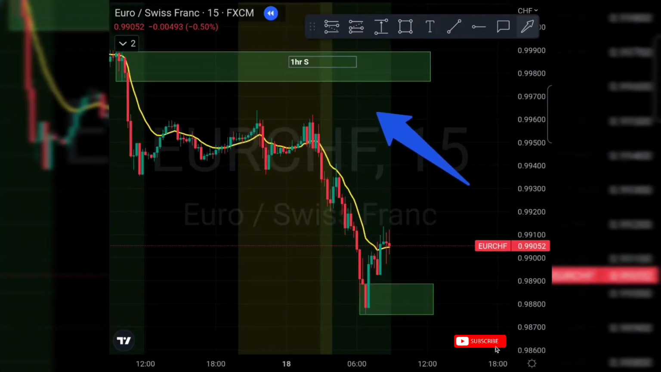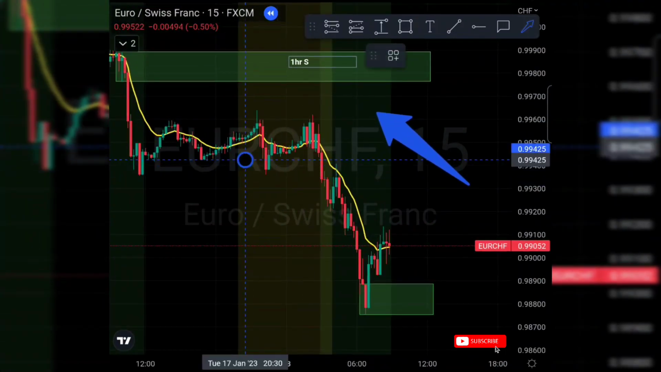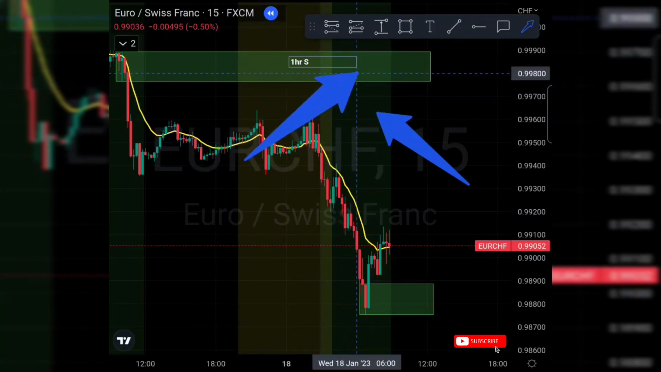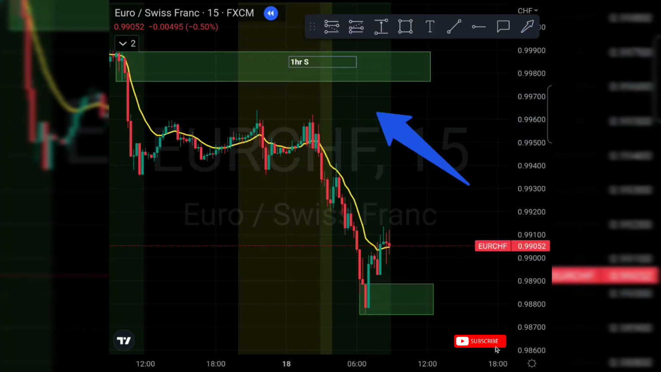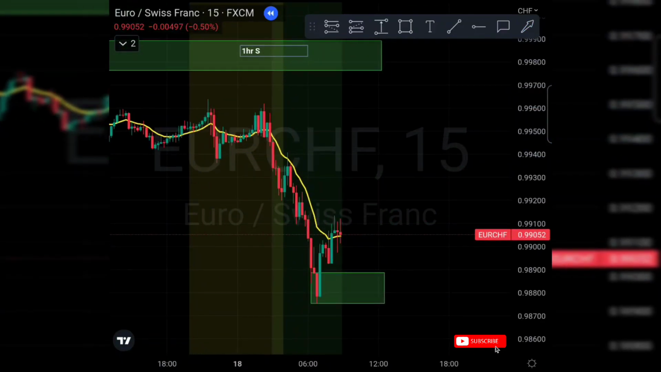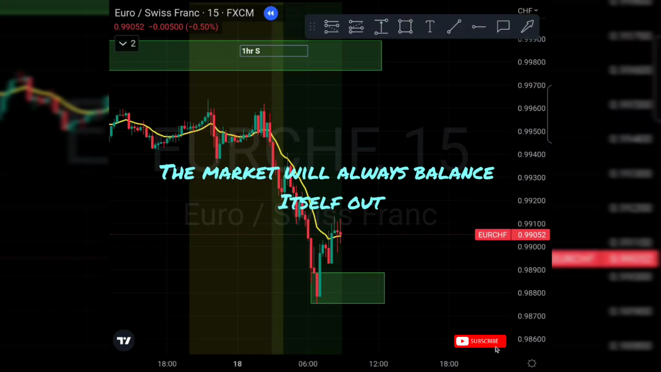Because there's a lot of money sitting right here. It's a lot of money sitting right up here on this resistance play. So we can take it to this liquidity or even our 1-hour/15-minute supply. So that's how you kind of gauge on where to hold, where you can take your trade to, right? Because what you have to understand is the market will always balance itself out.